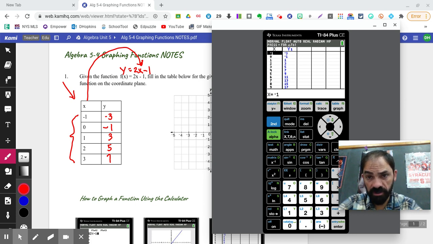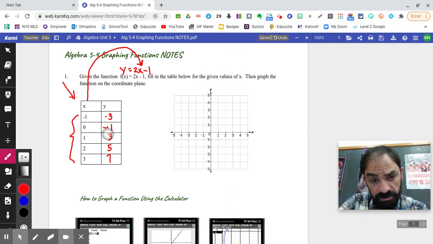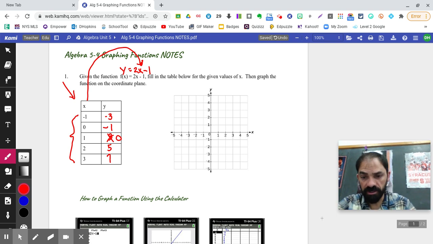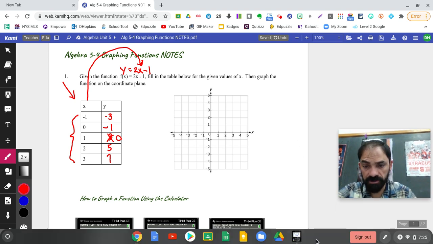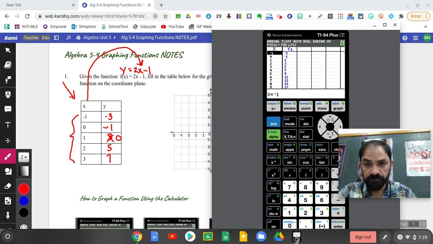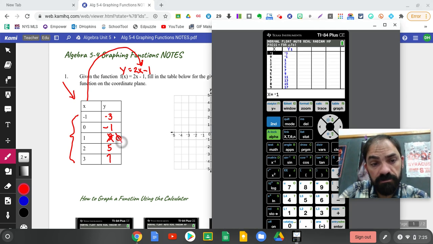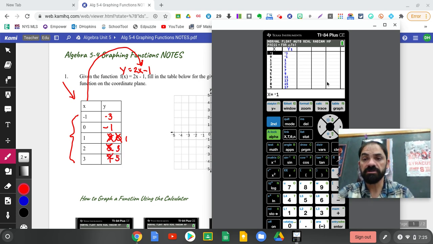What did I skip? I skipped one. I'm sorry, 0. Let me see what I just did. I skipped a +1, didn't I? So it's -3, -1, 1, 3, and 5. So let's go ahead and graph this.